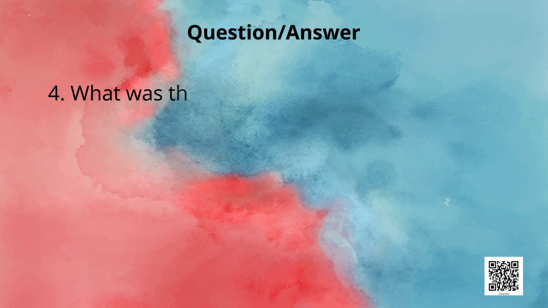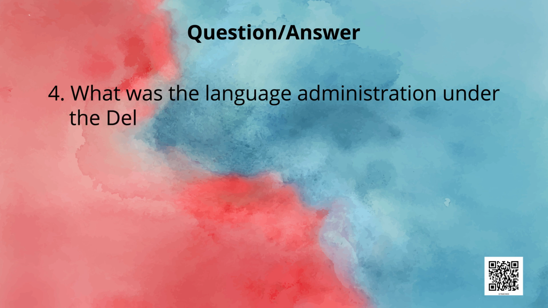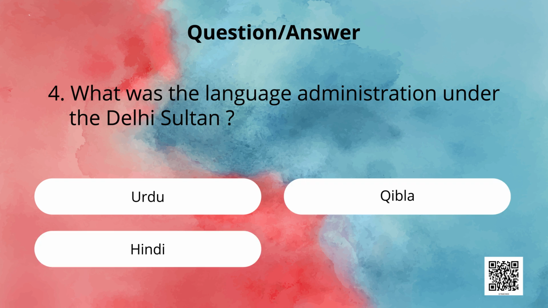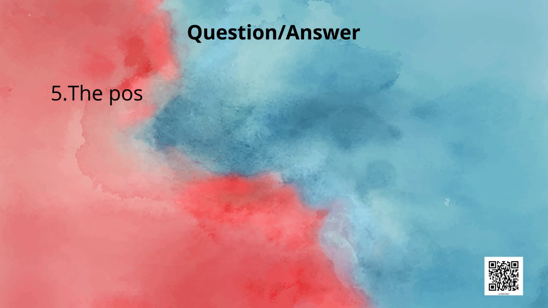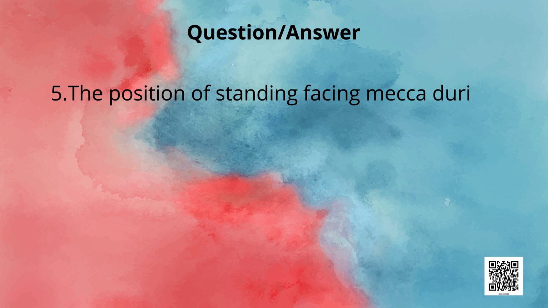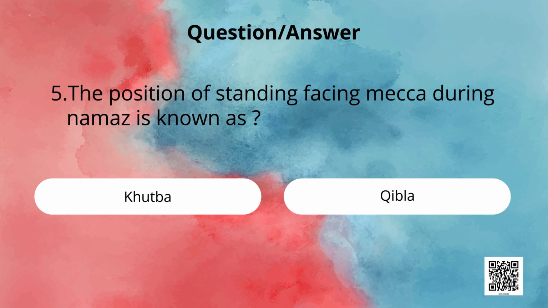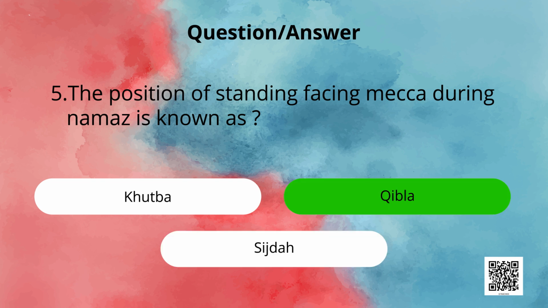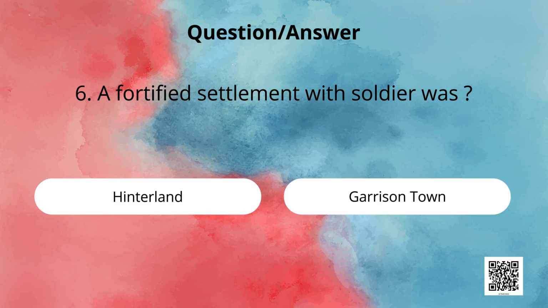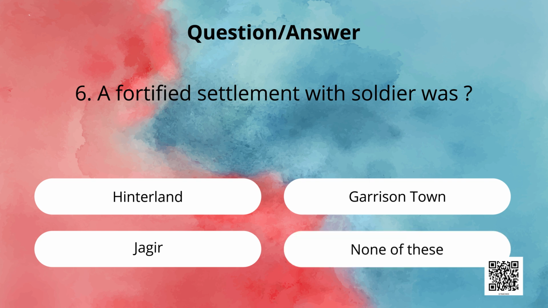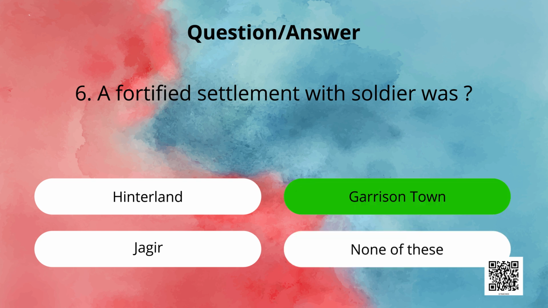Next question. What was the language of administration under the Delhi Sultans? Options: Urdu, Persian, Hindi, English. Correct answer is Persian. Next question. The position of standing facing Makkah during namaz is known as: options are khutbah, Qibla, Sajda. Correct answer is Qibla. Next question: a fortified settlement with soldiers was: options hinterland, garrison town, jagir, and none of these. Correct answer is garrison town.